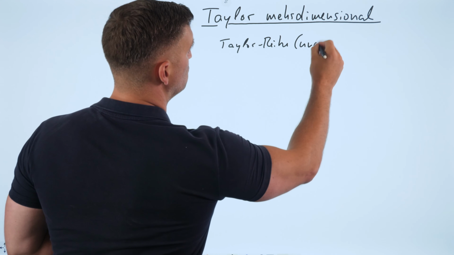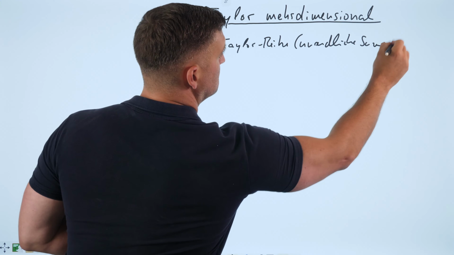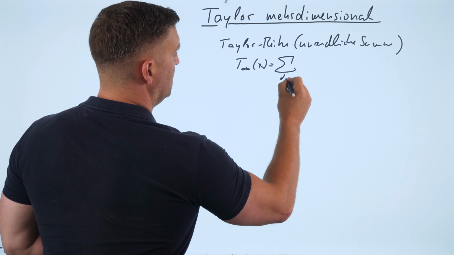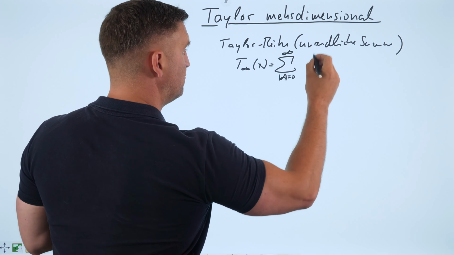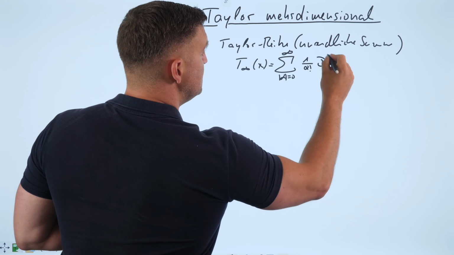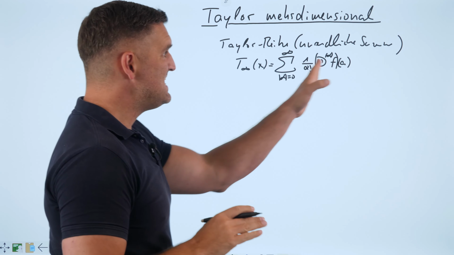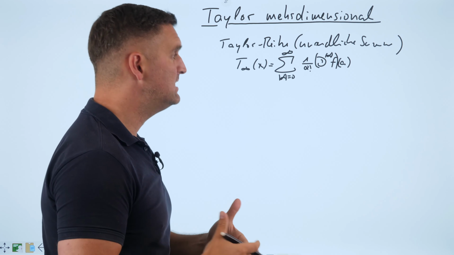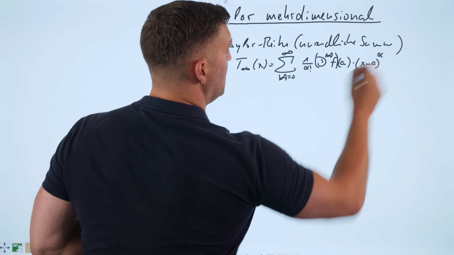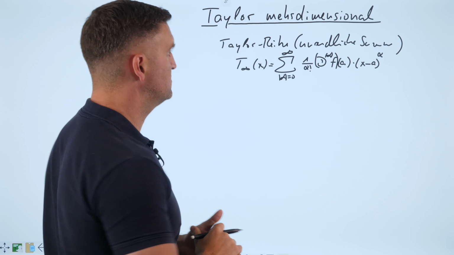The series is an infinite sum. So T infinity of x equals the sum from alpha equals 0 to infinity of 1 over alpha factorial times d alpha f of a. Here d alpha f stands for the partial derivatives, times x minus a to the power of alpha, and a is the expansion point. Yes, remember we are now in multiple dimensions.